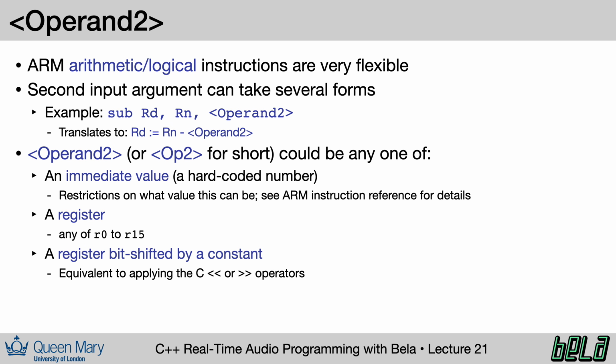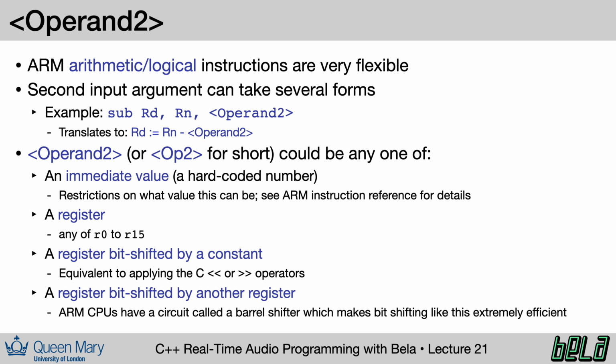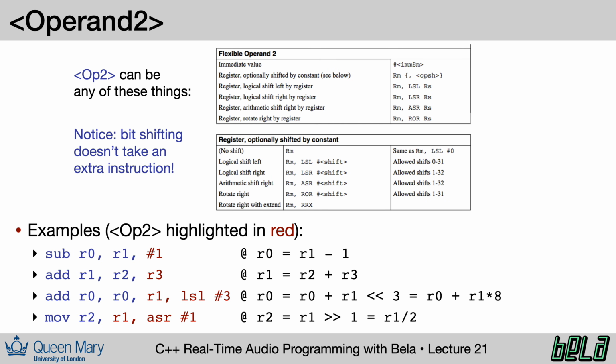It could be a register which is bit shifted by a constant value, corresponding to the double less than or double greater than operators in C. Or it could even be a register bit shifted by another register. All of these things are implemented in the ARM CPU by a special circuit called a barrel shifter, which makes it very efficient to do these bit shifting operations. Here we see those options in tabular form taken from the reference manual. The beautiful part about this is that bit shifting doesn't actually require an additional instruction. It can happen as part of any of the other arithmetic or logical instructions.